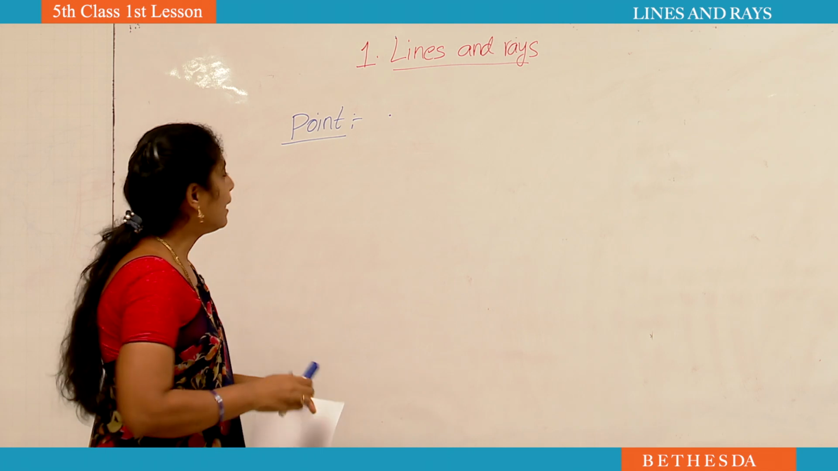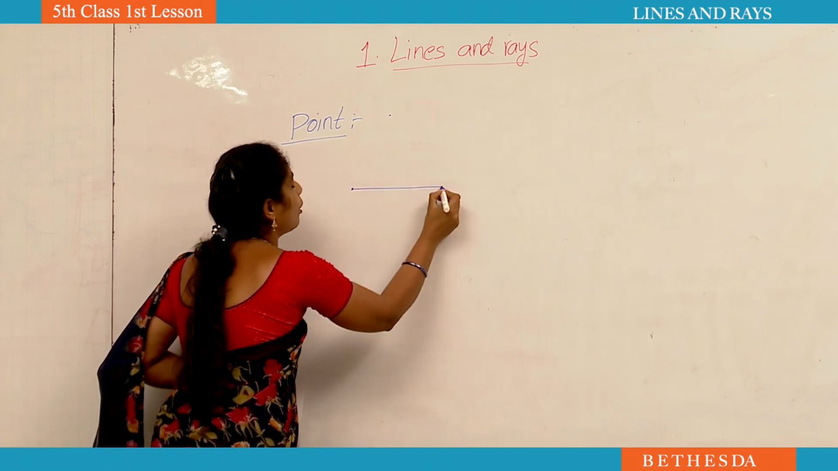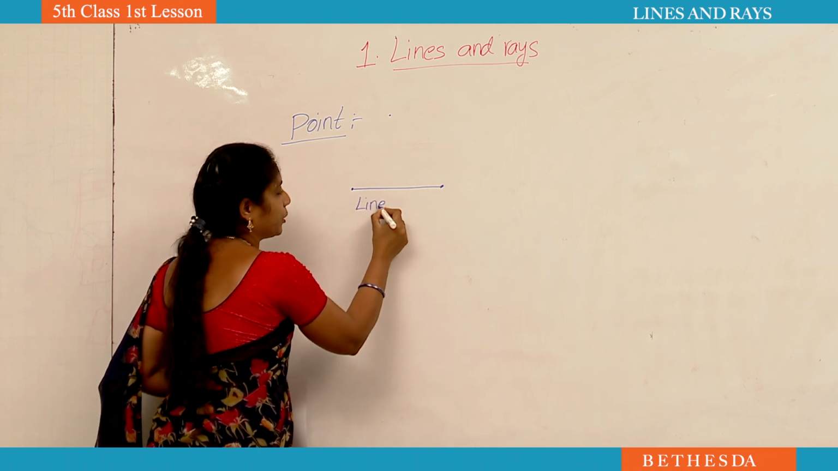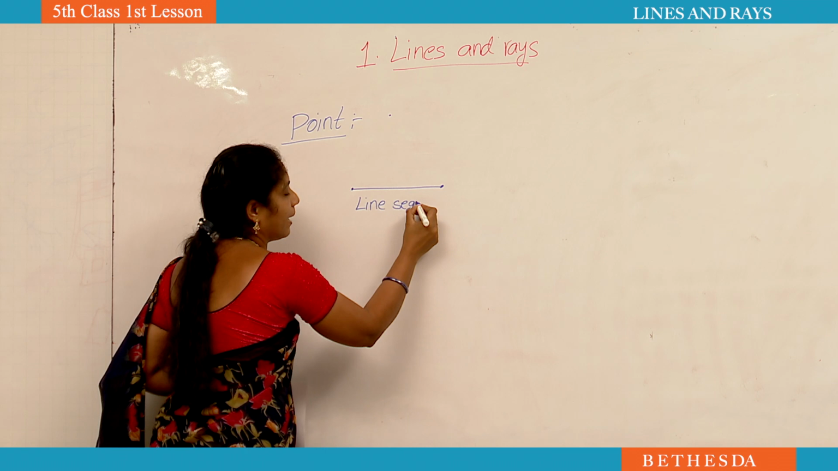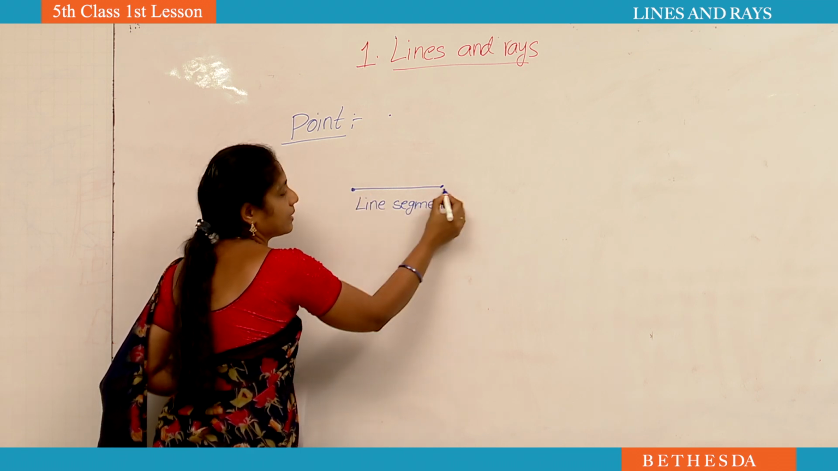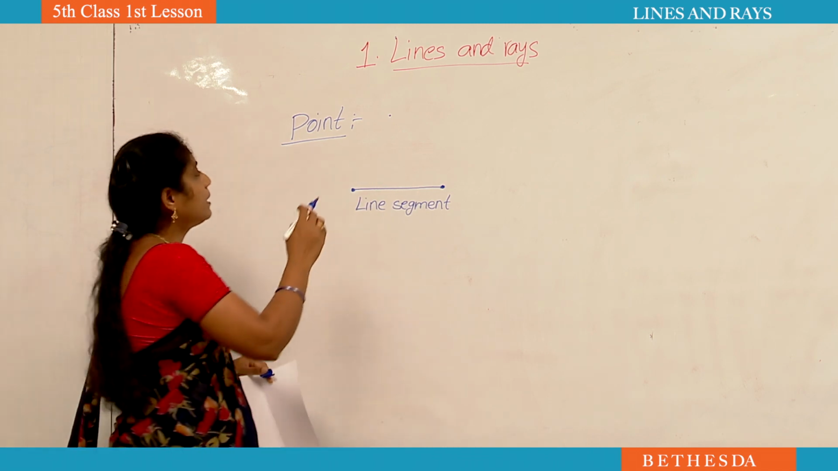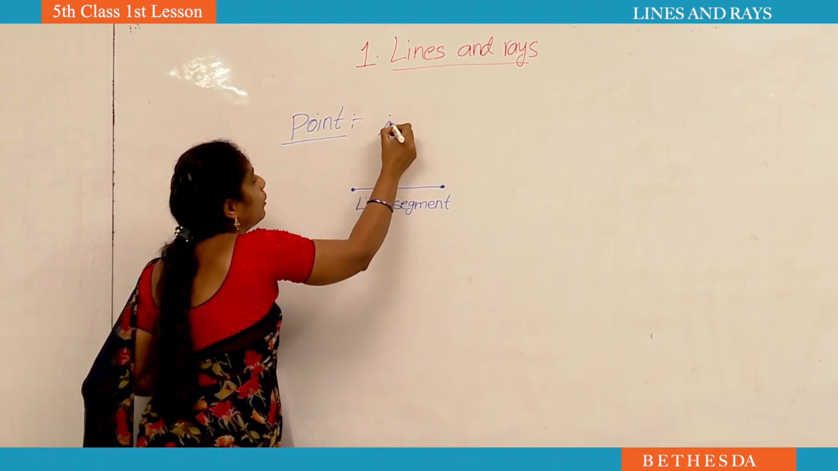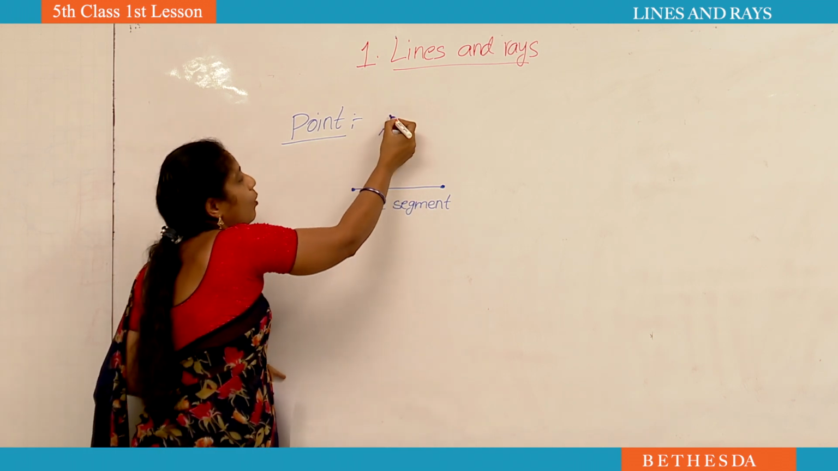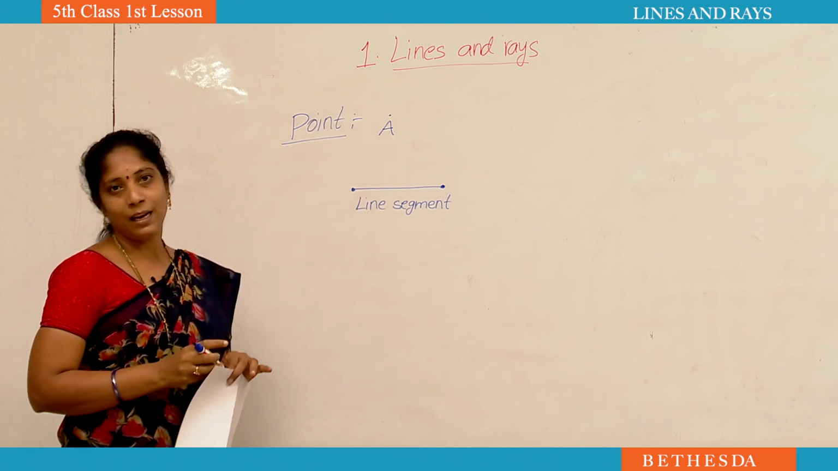See here, the straight line with two end points, the part in the middle of the two end points, this is called a line segment. What is meant by line segment? A straight line with two end points is called a line segment. See here, a point we will always denote with capital letters.